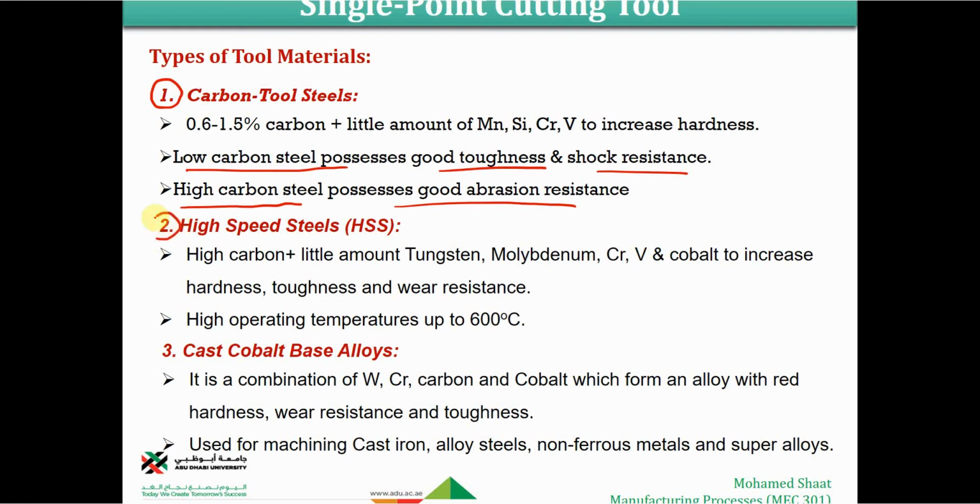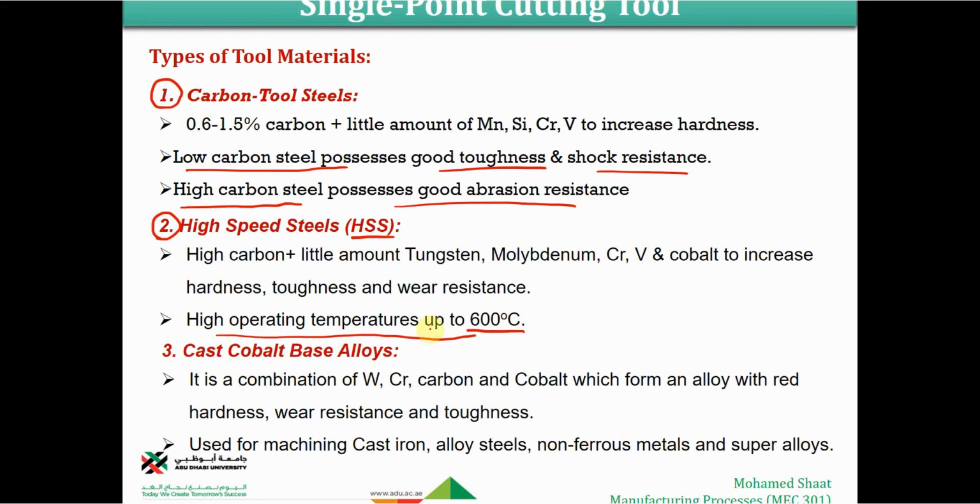The material that is better than the carbon steel is the high speed steel. And high speed steel, we got the name because it has the ability to withstand hardness, to work at very high temperatures up to 600 degrees Celsius. It means that it can retain its hardness at high temperature levels. This is the high speed steel.